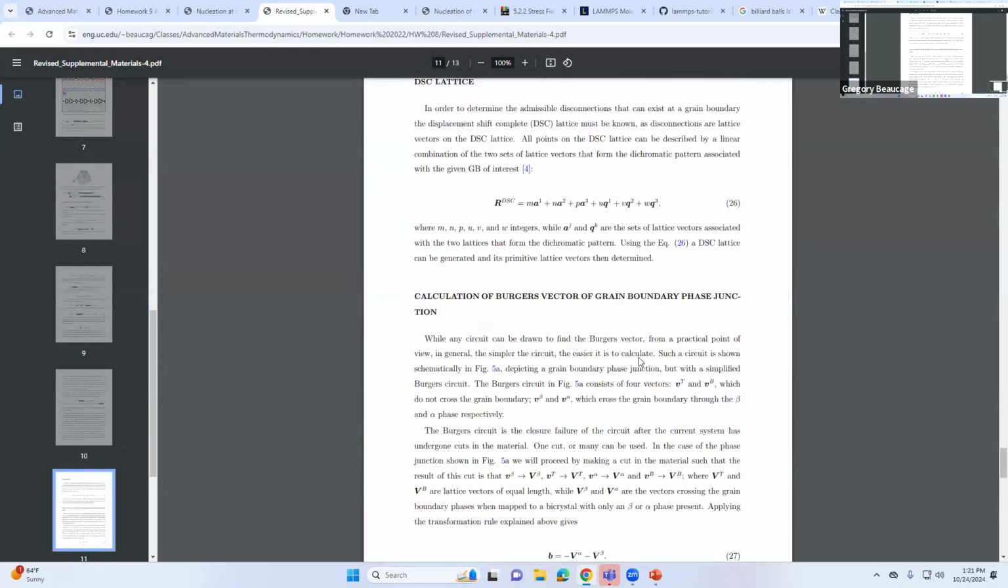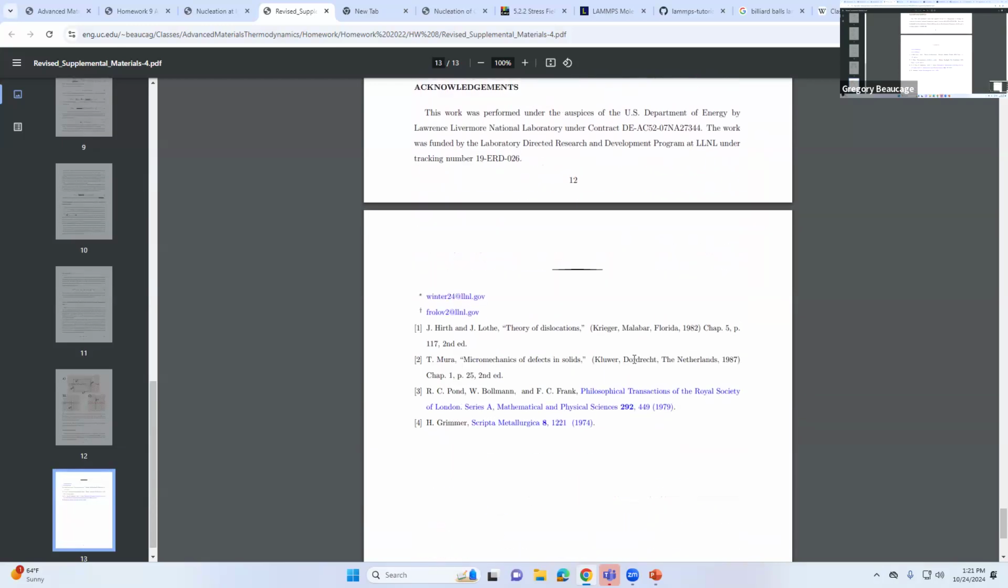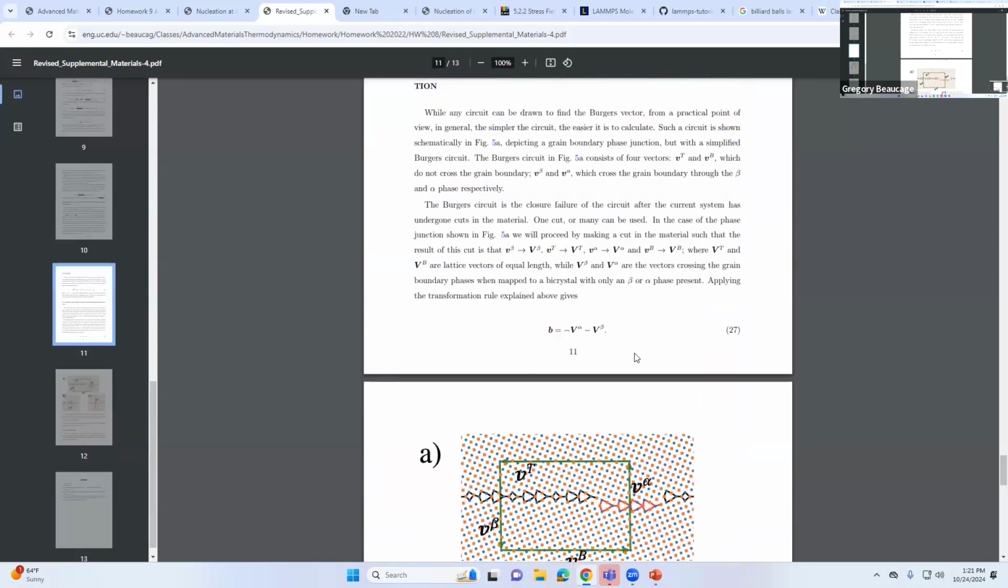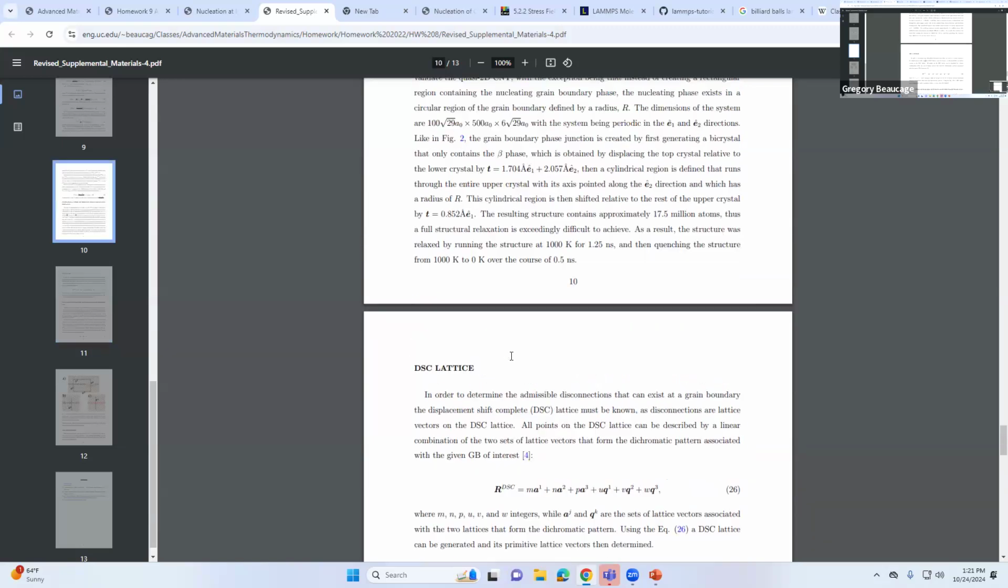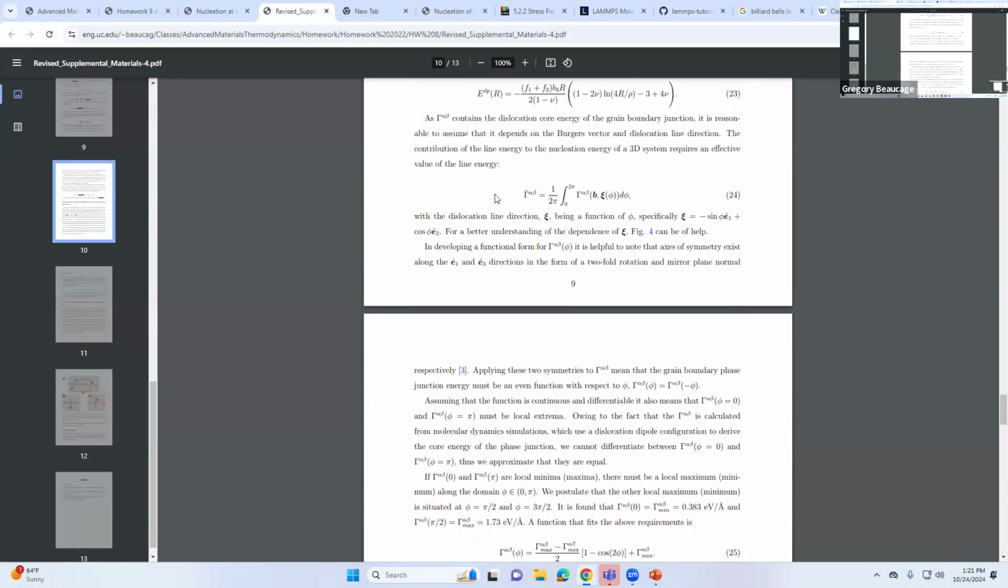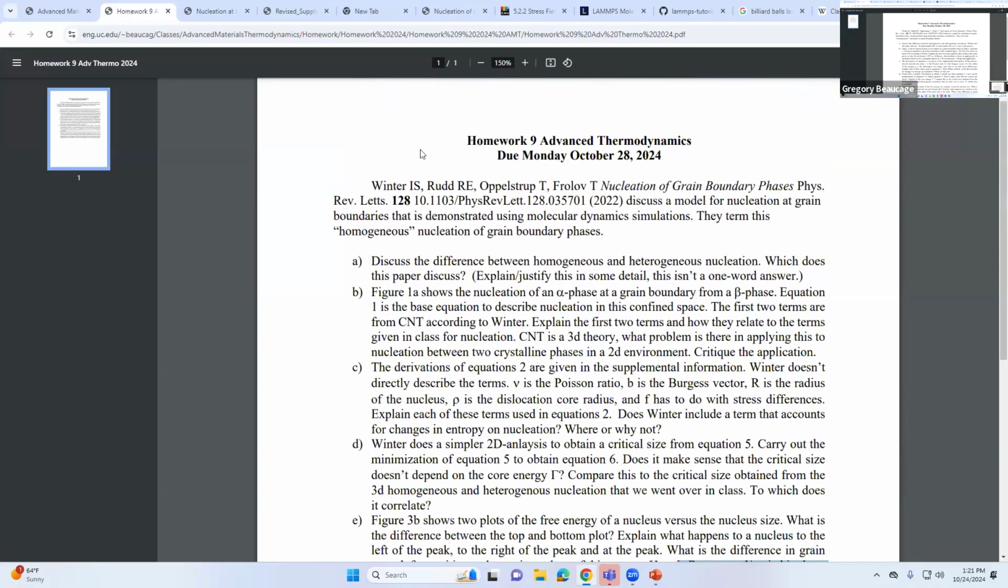Computational details. Calculation of Burgers vector. That's it. He says somewhere in here how R is measured. I don't remember. I mean, you'll have to figure it out for that one. I don't remember the answer to that, but anyway, that's about it for this thing.